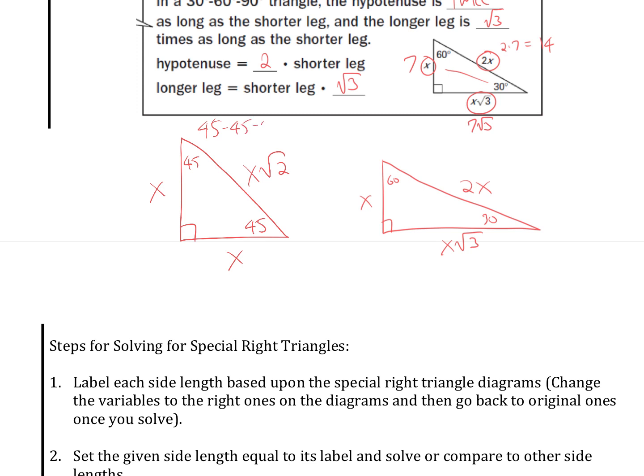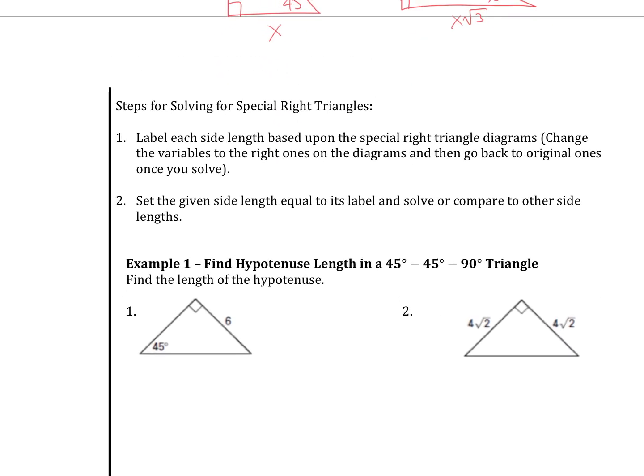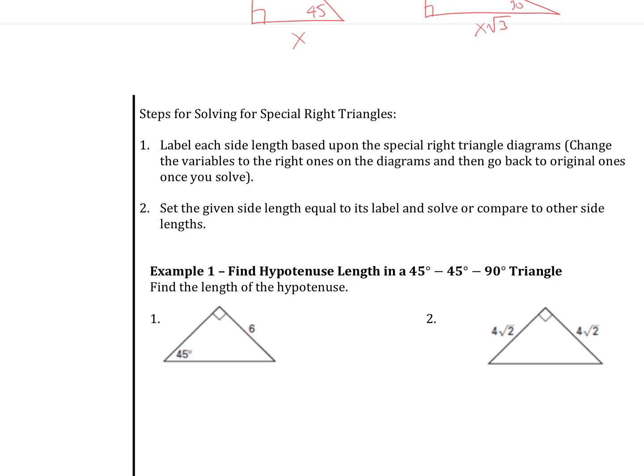45, 45, 90. This is a 30, 60, 90. Okay, so those are the two types of triangles we're going to want to know. All right, let's put it together here. So there's some words here. We'll just get to this example, all right?